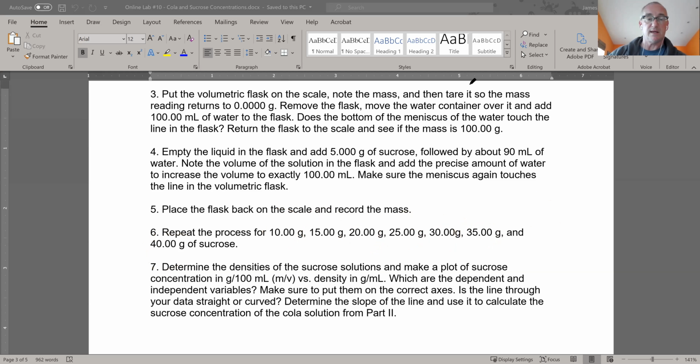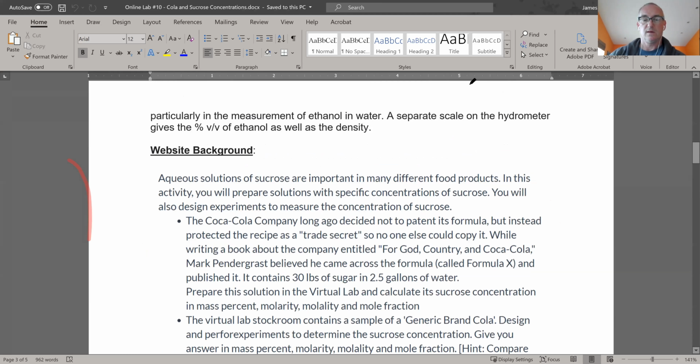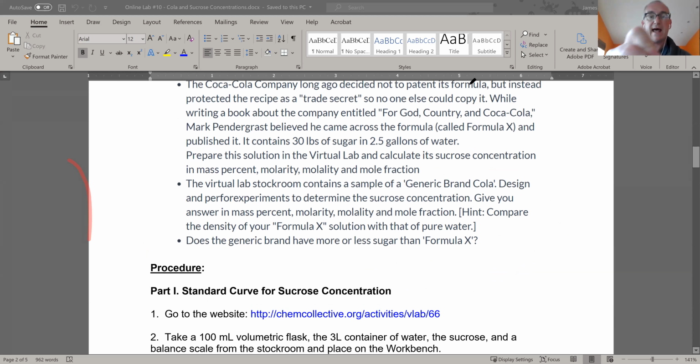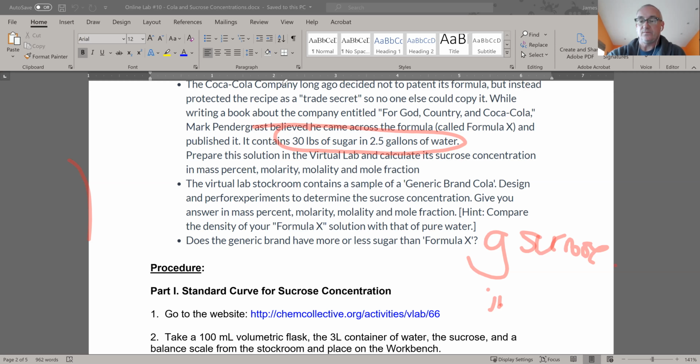Also, what I want you to do is make formula X. So formula X has 30 pounds of sugar and 2.5 gallons of water. So convert that down to grams of sucrose in 100 mils volume. That's the tricky part. Is it 30 pounds of sugar and 2.5 gallons of water, or 30 pounds of sugar and 2.5 gallons of liquid? Interesting. So I guess that would be pounds of sugar in that amount of water. It makes a solution, and then measure the mass and the volume of that. That will give you grams of sucrose in 100 mils.